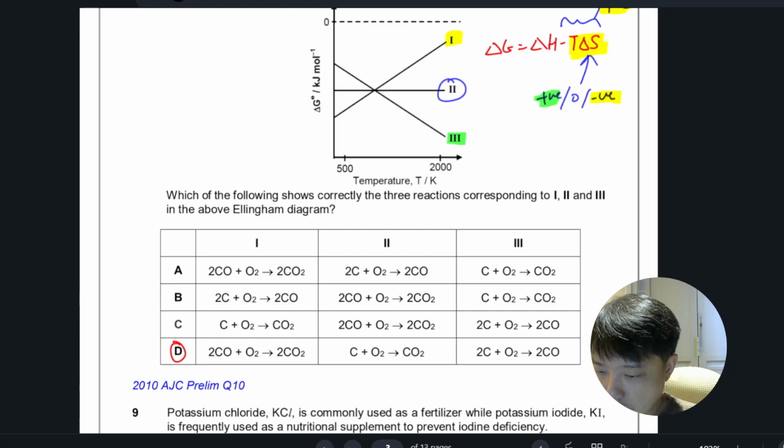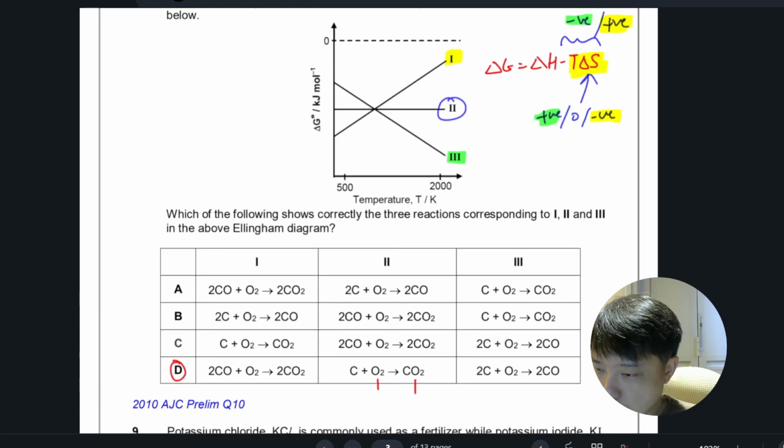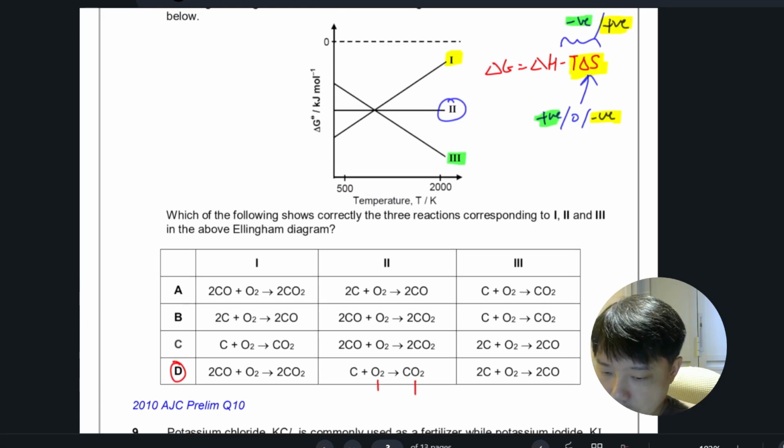Because for number 2, we see that there is no change, 1 mole to 1 mole. Then for number 1, it should be a negative delta S, so 2 plus 1 becomes 2. Yeah, there's a drop. Whereas for the third reaction, 1 becomes 2. There's an increase. So that means that it's going to be line number 3.